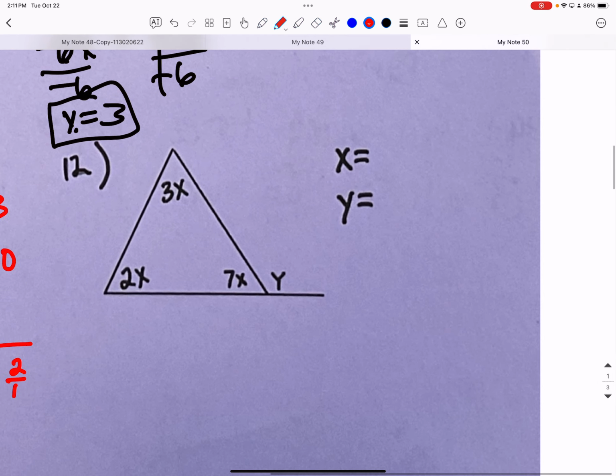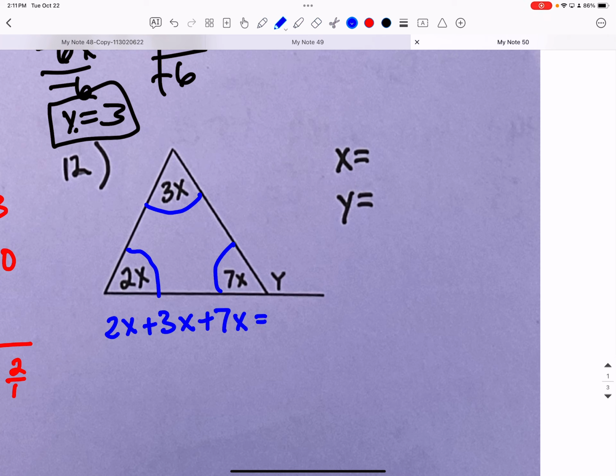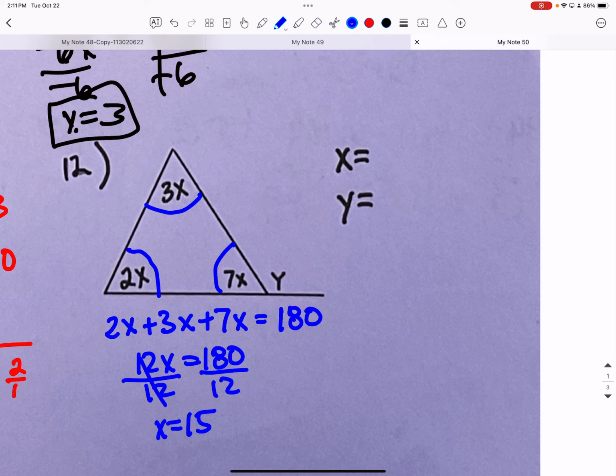Over here, a triangle has 180 degrees. So if I add up this angle, and this angle, and this angle, that's 180 degrees. So 2x's plus 3x's plus 7x's is 180. So that's 12x's equal 180. When I divide by 12, x's are 15s. Now, that doesn't mean the angles are 15.